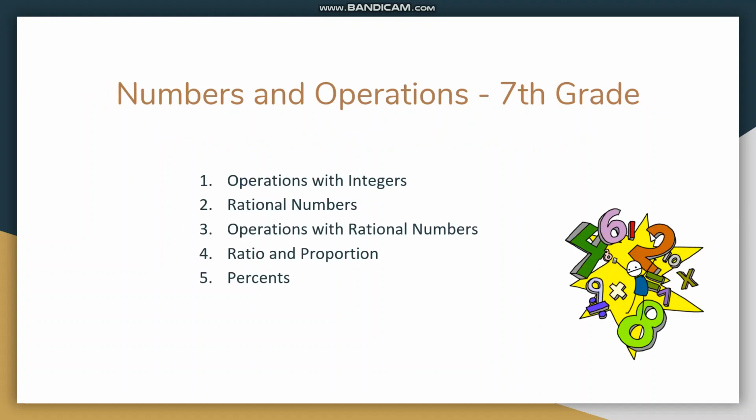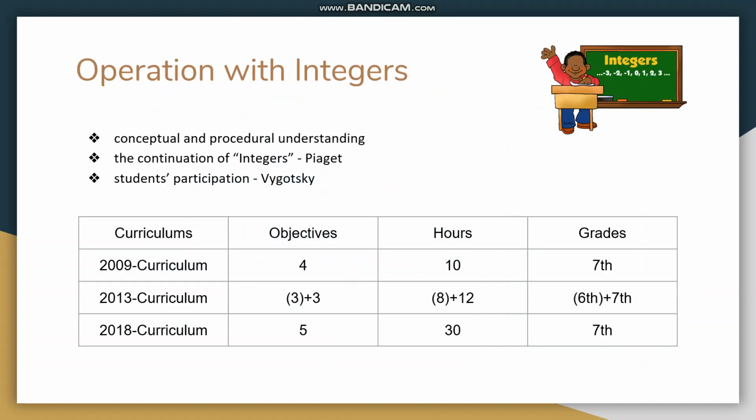Numbers and operations in the 7th grade include 5 topics, which are operations with integers, rational numbers, operations with rational numbers, ratio and proportion, and percents. Firstly, in the current curriculum, operations with integers is the continuation of integers. Integers are in the 6th grade. In the 8th grade, there is nothing about integers. Operations with integers has 5 objectives.